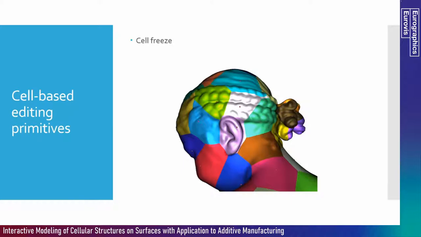Cell freezing is used to hold well-positioned cells in place. The ear, shown here, is frozen to avoid unwanted changes to the cell during further editing. These cells are extracted from the field matrix representation in order to freeze them.